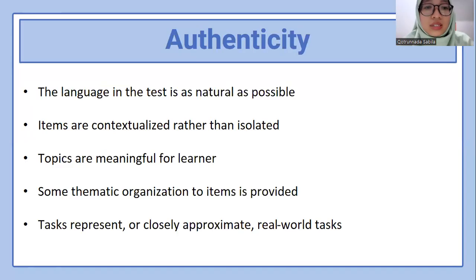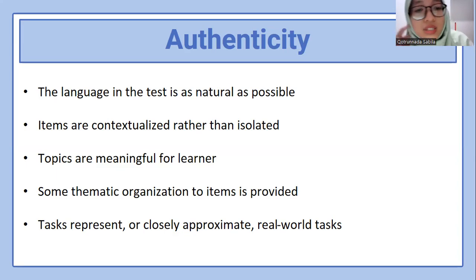And then authenticity. Bachman and Palmer define authenticity as the degree of correspondence of the characteristics of a given language test task to the features of a target language task, and then suggest an agenda for identifying those target language tasks and for transforming them into valid test items.